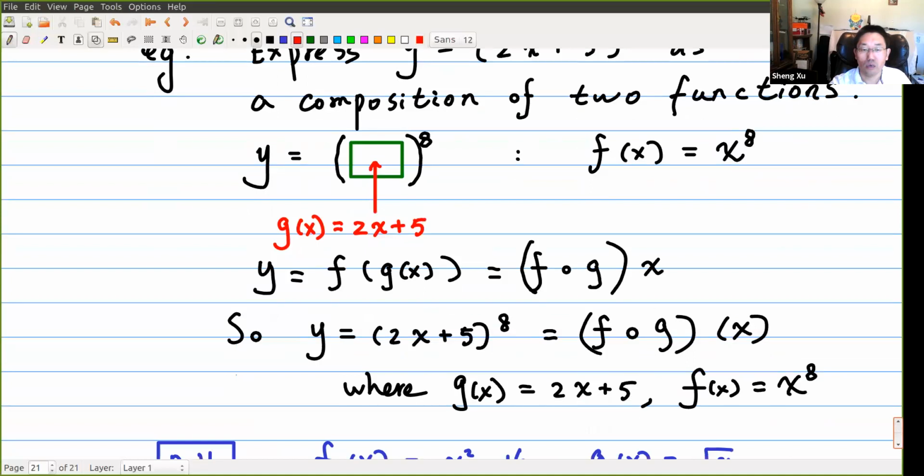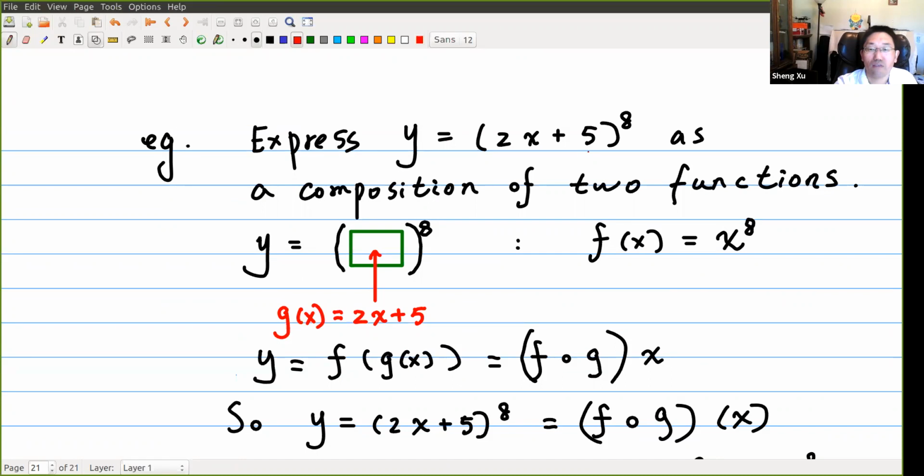Okay? So finally, if I have this function here, y equals (2x plus 5) to the power 8, can you write down this function as a composition of two functions? There are many, many ways to do that. I think the obvious way is you realize this is something to the power 8, so you immediately say you can introduce a function fx is x to the power 8.